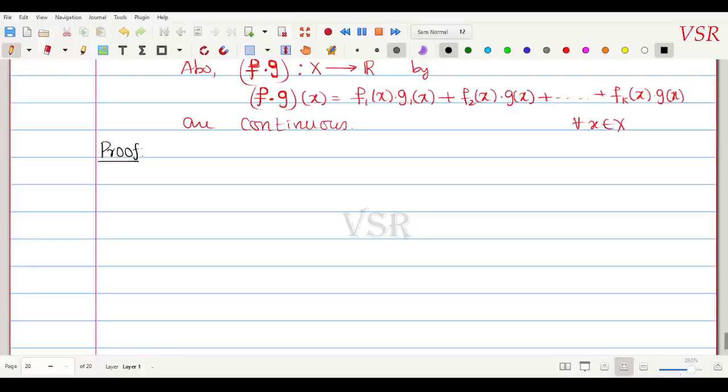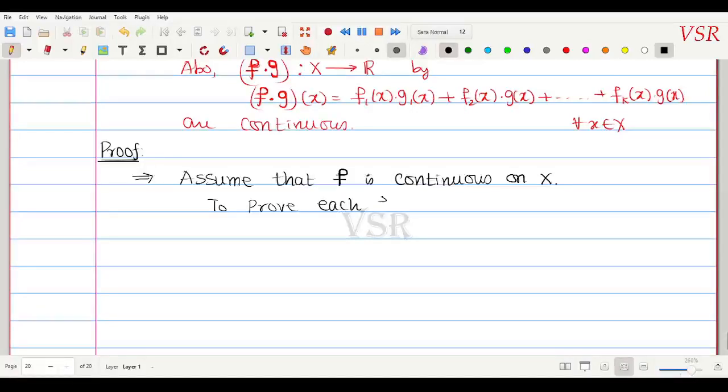Okay, how am I going to do this proof? Let us assume that this function f is continuous, continuous on capital X. So what we need to prove is that each fi, a function from X to R, is continuous on X for every i equal to 1 to k.